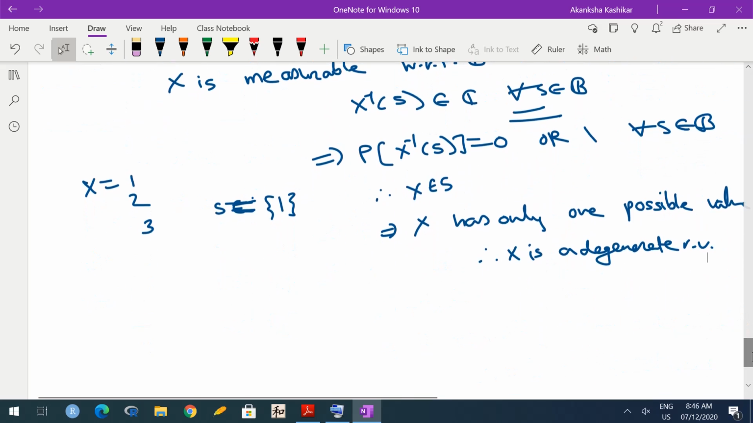So any random variable which is measurable with respect to a sigma field consisting of events with probability 0 or 1 only is a degenerate random variable. Hence, the Kolmogorov 0-1 law tells me that if I have a sequence of random variables for which the limit, limsup or liminf exists, then those would be only degenerate random variables, because only then can they be measurable with respect to the tail sigma field. Okay, so let me stop here. Thank you.